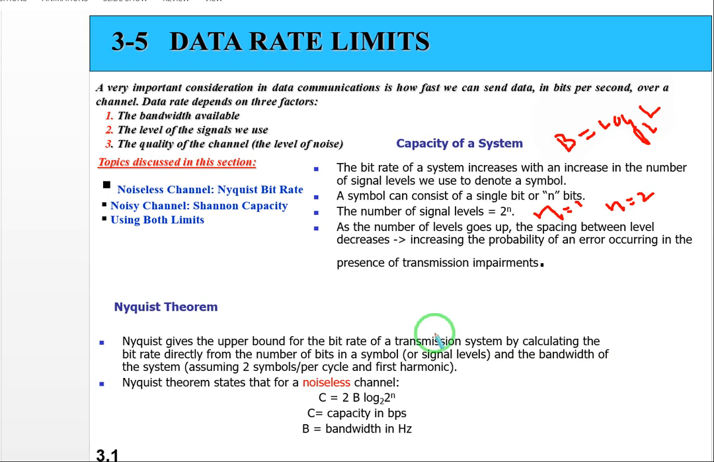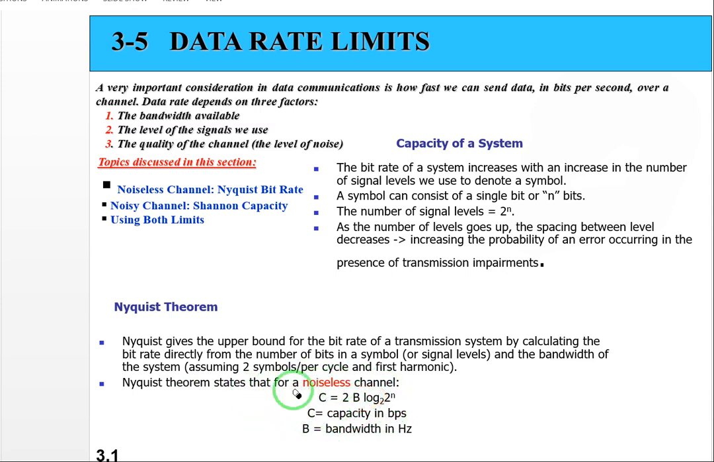So coming to the first important thing, the Nyquist theorem. The Nyquist theorem talks about a noiseless channel. According to the Nyquist theorem, Nyquist gives the upper bound for the bit rate of a transmission system, by calculating bit rate directly from the number of bits in a symbol and the bandwidth of the system, etc. This is the most important thing we need to know.